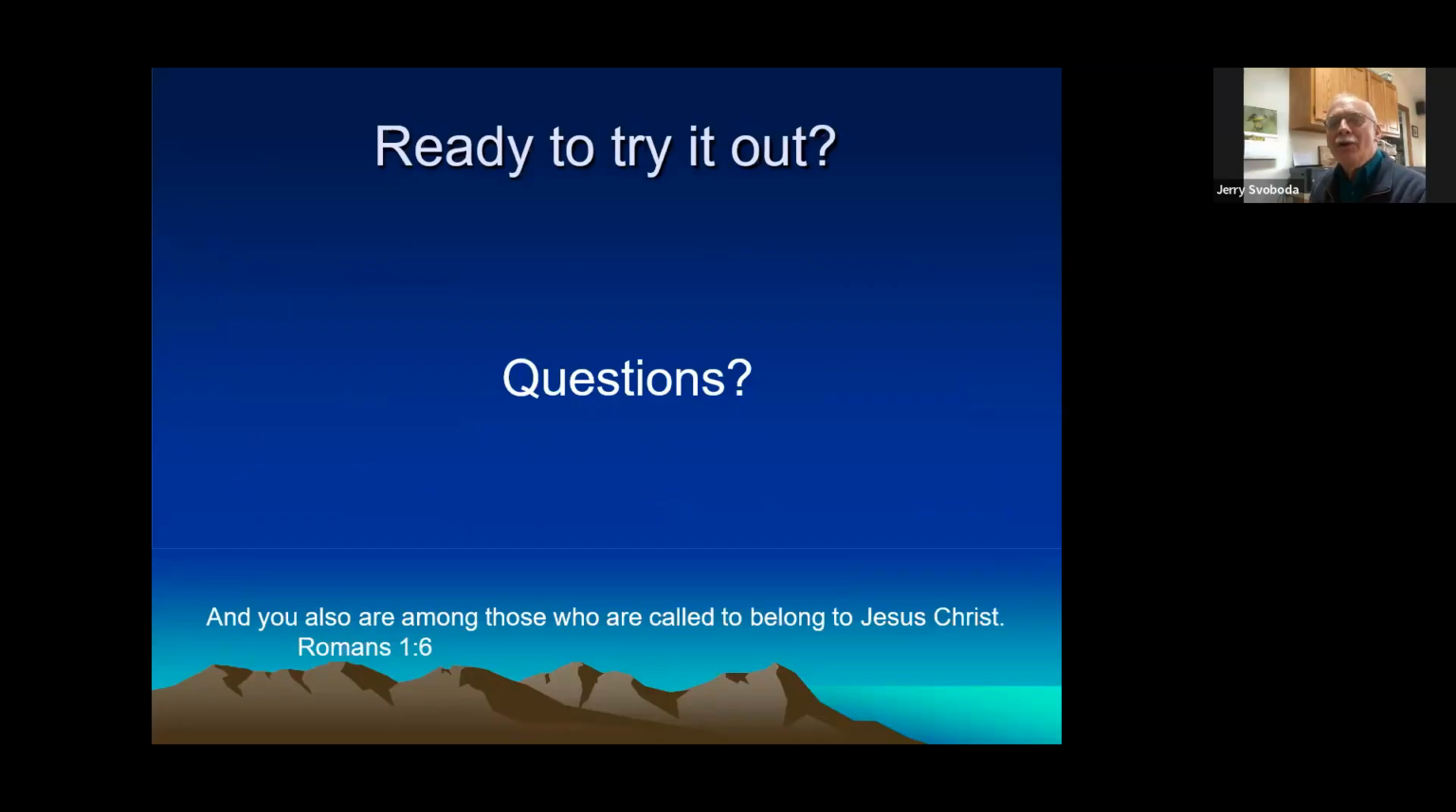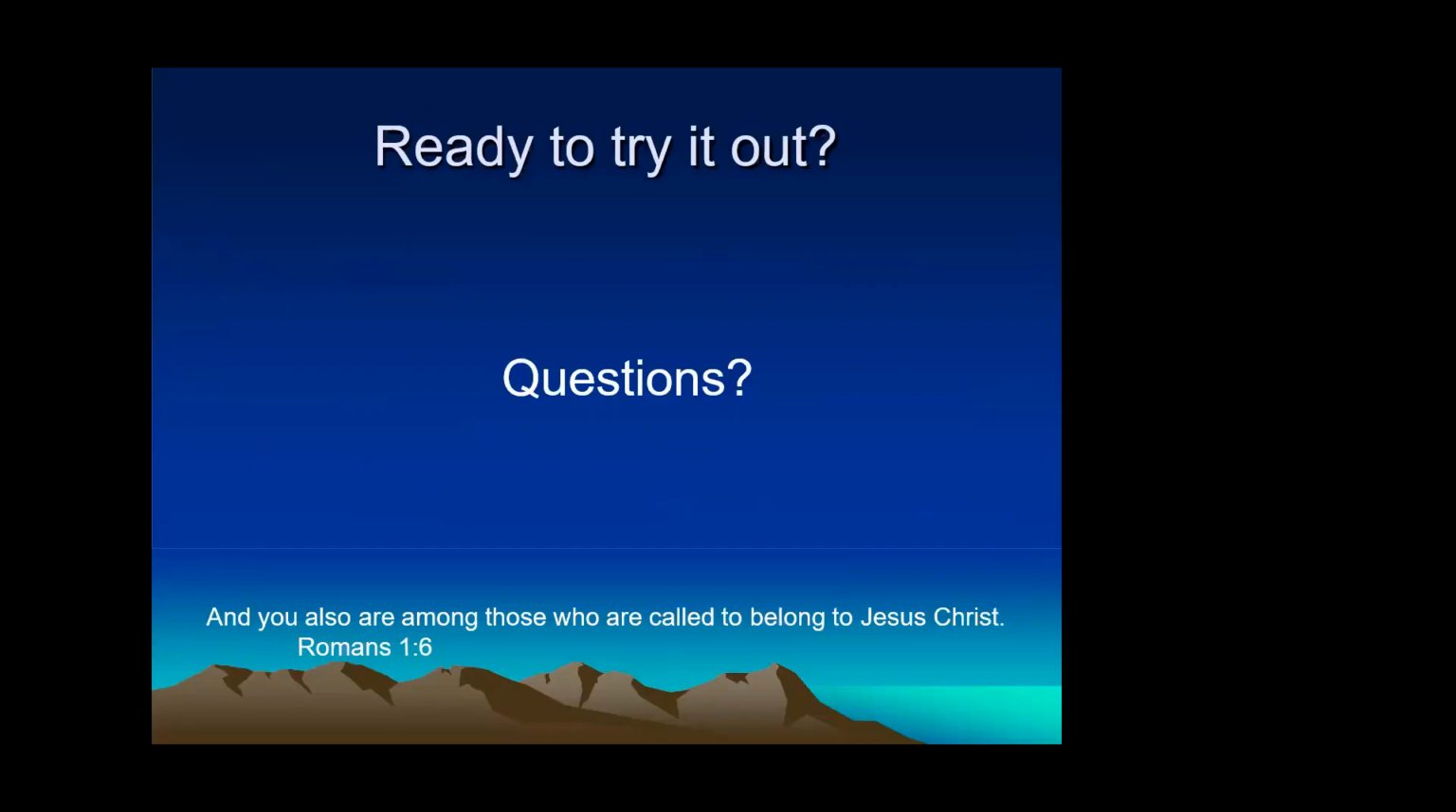Are you ready to try it out? I'm happy to answer any questions. Thank you, Dr. Jerry. I think that was very, very practical. I think with even pictures of the instruments, different surgical techniques and tricks, that will come in handy.